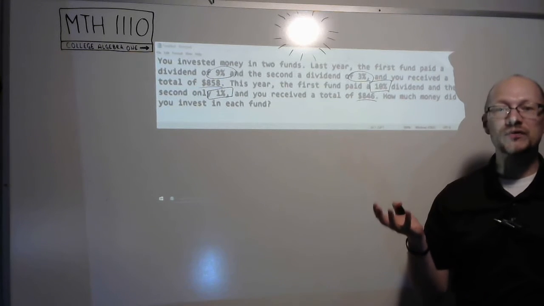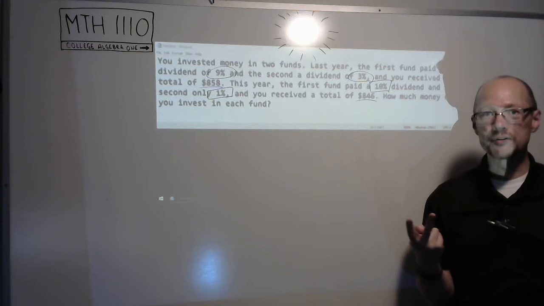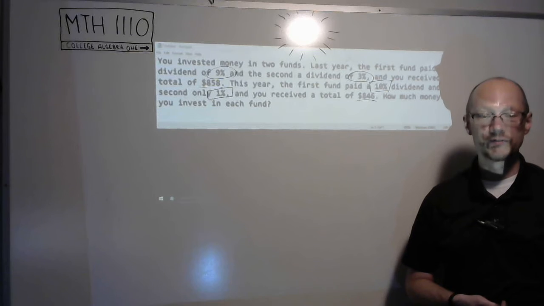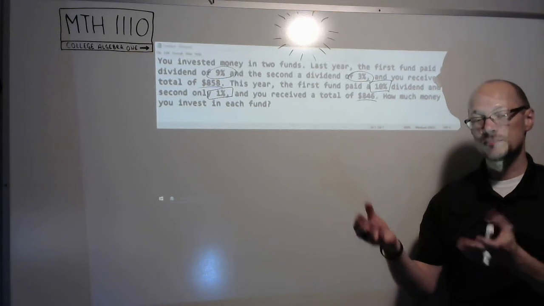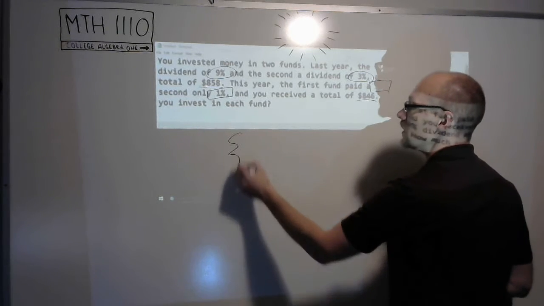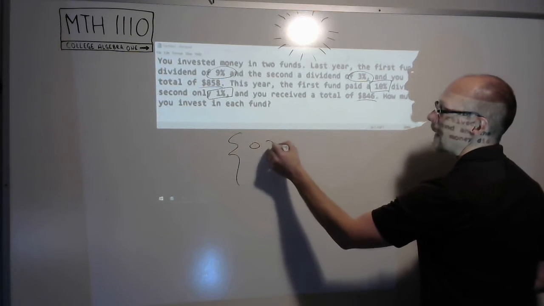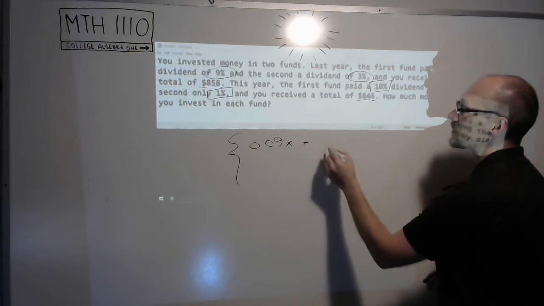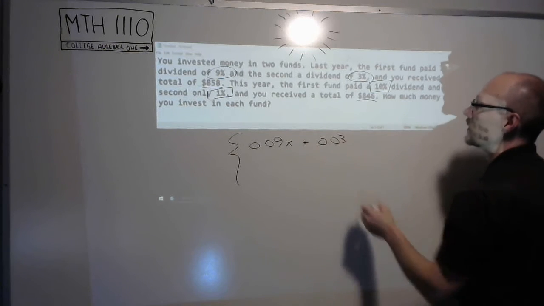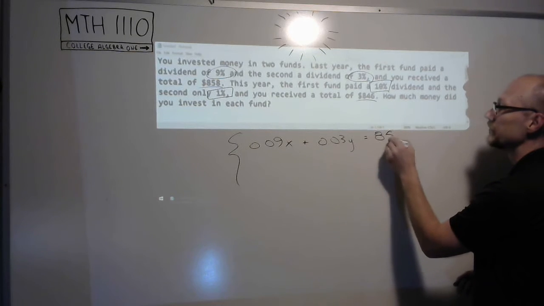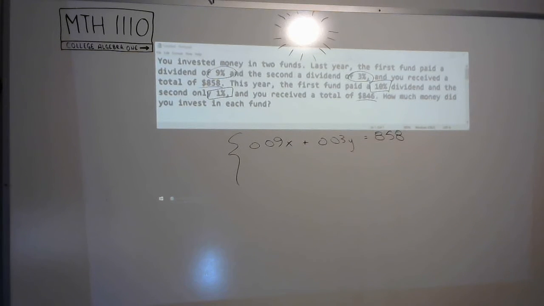So you realize that what you've got is 2 chunks of money of unknown amounts. One is going into the first fund, and the other is going into the second fund. And when you multiply each of those amounts by their respective interest rates, you get the total amount of interest for the year. So equation number 1 is 9% of fund 1 plus 3% of fund 2 equals a total amount of $858. That is the first equation. Make sure you can see that all right.